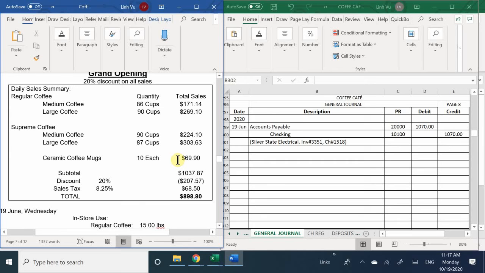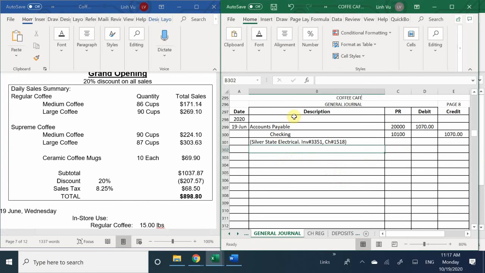What has happened? We have sales. We have our in-store sales, okay? So, with that being said, what am I going to be collecting and what are my accounts that I will be entering in here?